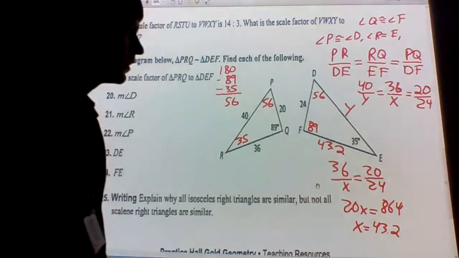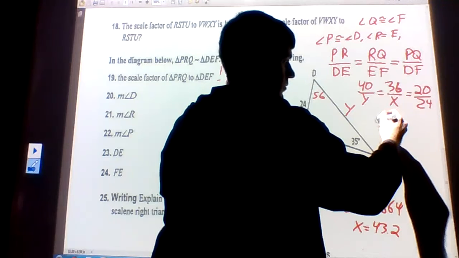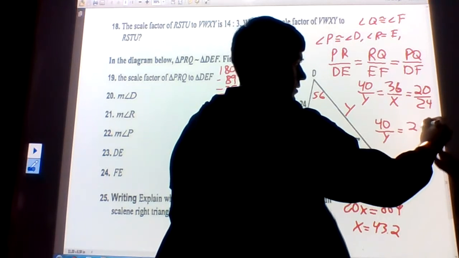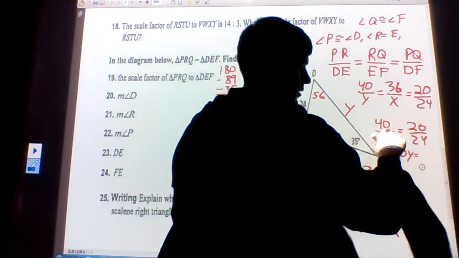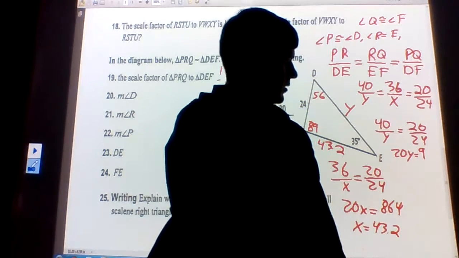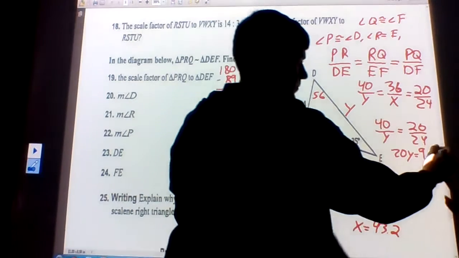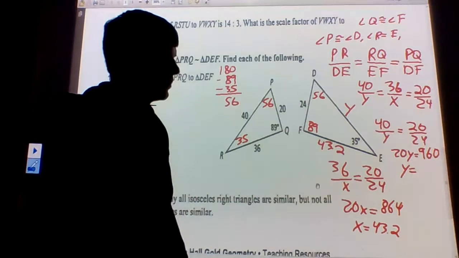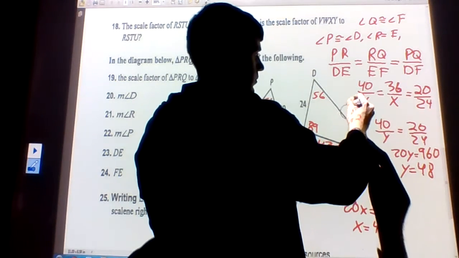Okay, and then to find y, we do another set of ratios, so 40 over y. And then again, I want to pick the one that does not have a variable, so 20 over 24. Cross multiply, 20y is going to be 960. Divided by 20, y is going to be 48. So y is going to be 48.